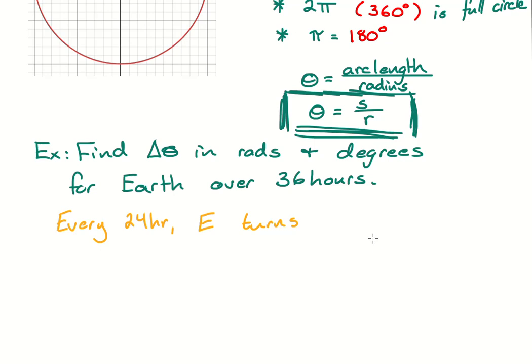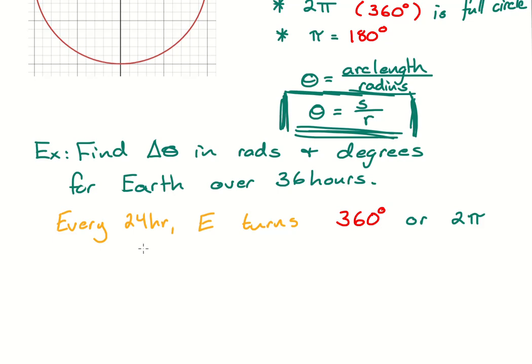How about just 24 hours? 360 degrees, or 2 pi radians. Now, the weird part about radians, because you're just getting it from taking the length of an arc, probably in meters, over the radius in meters, all the units fall out. There's no units on radians, which makes them so much nicer because you don't have to worry about them.